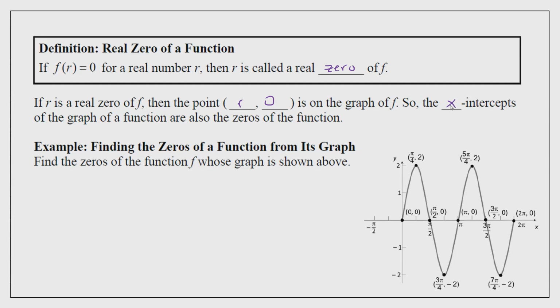Okay? So to find the zeros of the function f, whose graph is shown above, and I brought it down here for us to look at. So the x-intercepts are also the zeros. Since we already know the x-intercepts, we can state that the zeros are going to be 0, pi over 2, pi, 3 pi over 2, and 2 pi, because those are the x-coordinates of the x-intercepts.